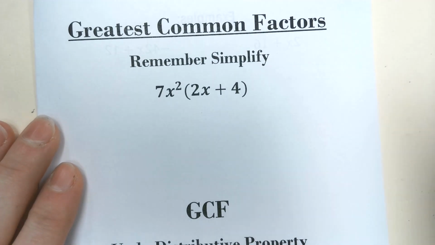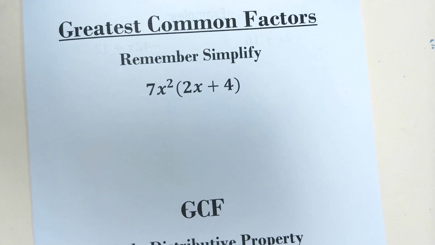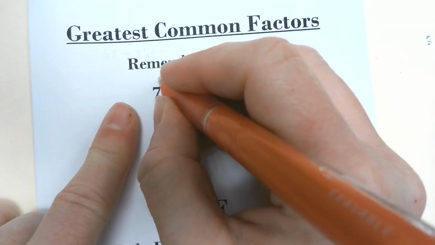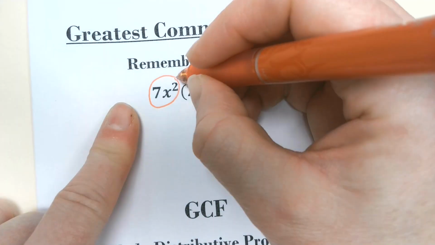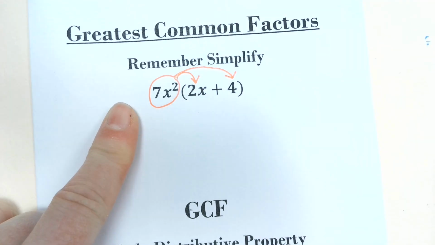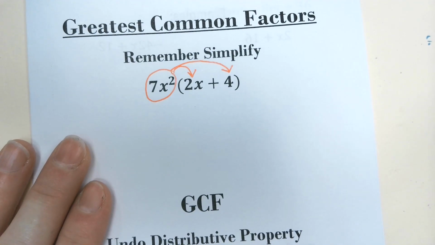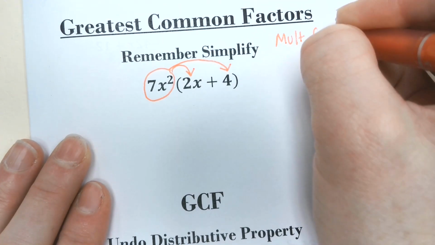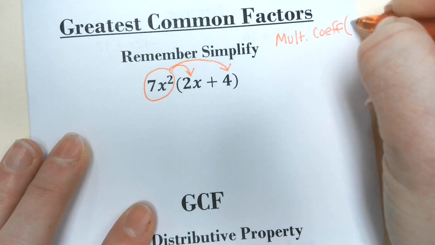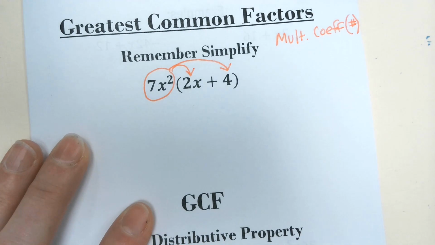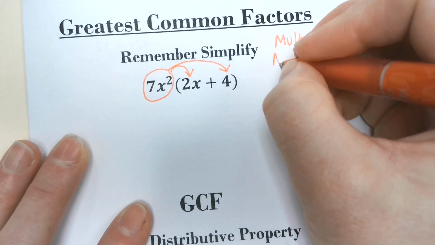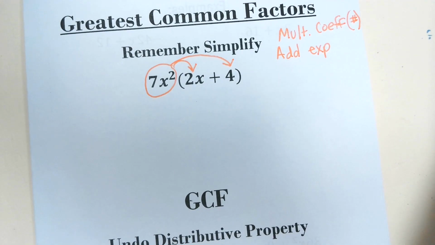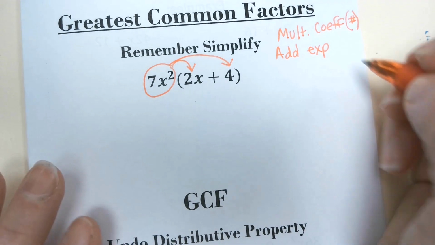So we're going to talk about greatest common factors again today, but we're actually going to factor them out now. So let's just look back at how we simplify. So let's distribute. Whenever you distribute, you multiply coefficients, which is your number. The big number, not the little number. And you add exponents. Exponent is the little number that's the superscript, the one that's raised to a certain power.